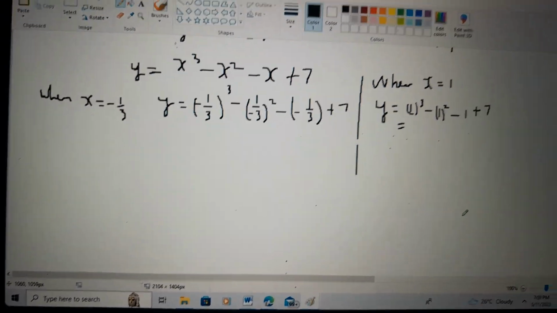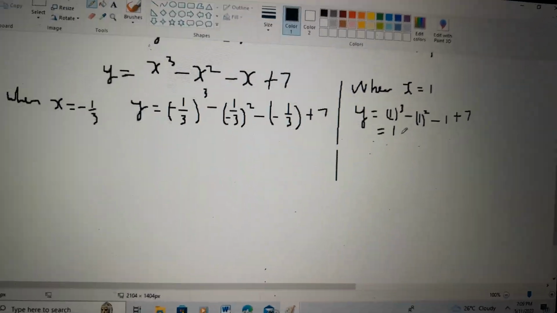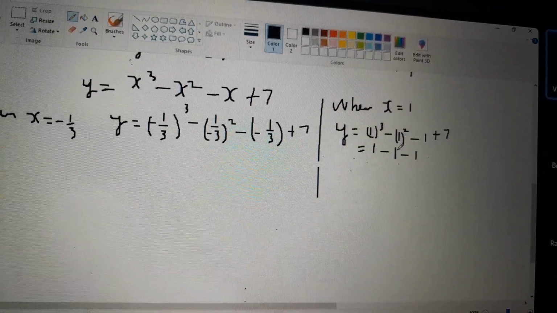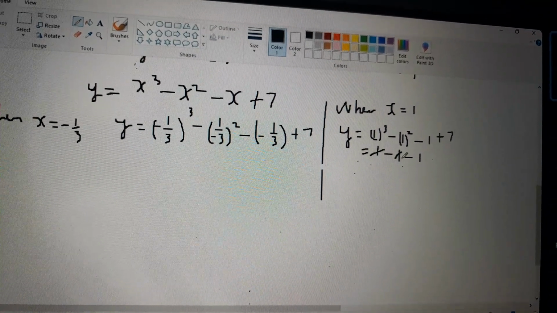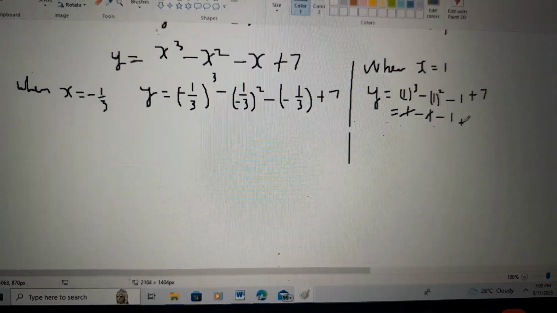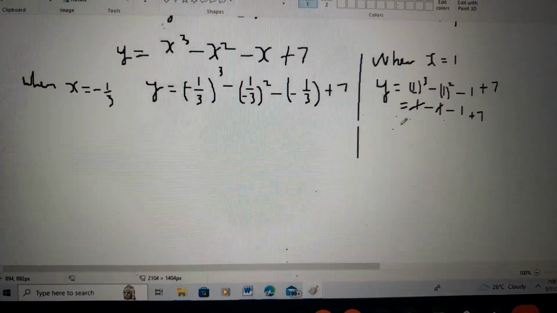All right, so let's see here. So 1 minus 1 minus 1, right? So you're saying 1 from 1 would cancel out as 0, and we have negative 1 plus 7, right? So we should get 6. Do we all agree with this?